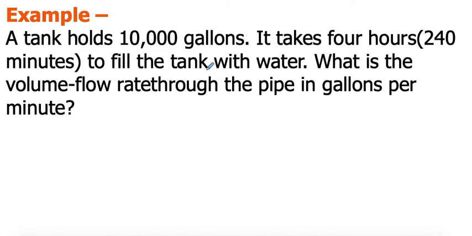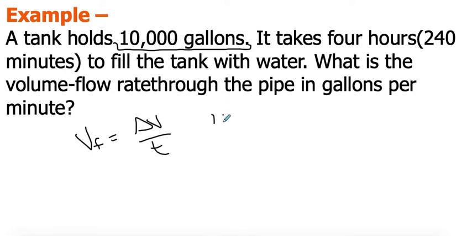So, example number 1. A tank holds 10,000 gallons. It takes 4 hours or 240 minutes to fill the tank with water. What is the volume flow rate through the pipe in gallons per minute? Okay, so volume flow rate is going to be change in volume over time. That's our equation. So our change in volume is going to be that 10,000 gallons. We're moving 10,000 gallons.